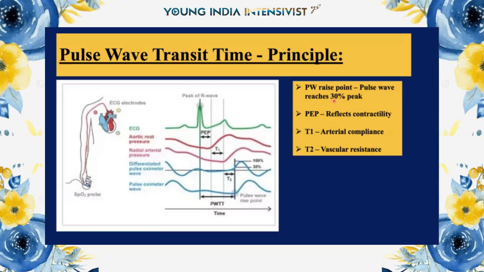If the PEP is shortened, which means there is increased contractility. What about the T1? T1 is the time taken by the pulse wave to travel from the aorta through the elastic arteries to the muscular arteries. So with reduced compliance, there is a short T1. What about the T2? T2 refers to the time taken by the pulse wave to travel from the muscular artery to the distal peripheral side. If there is reduced vascular resistance, low SVR, there will be a short T2.